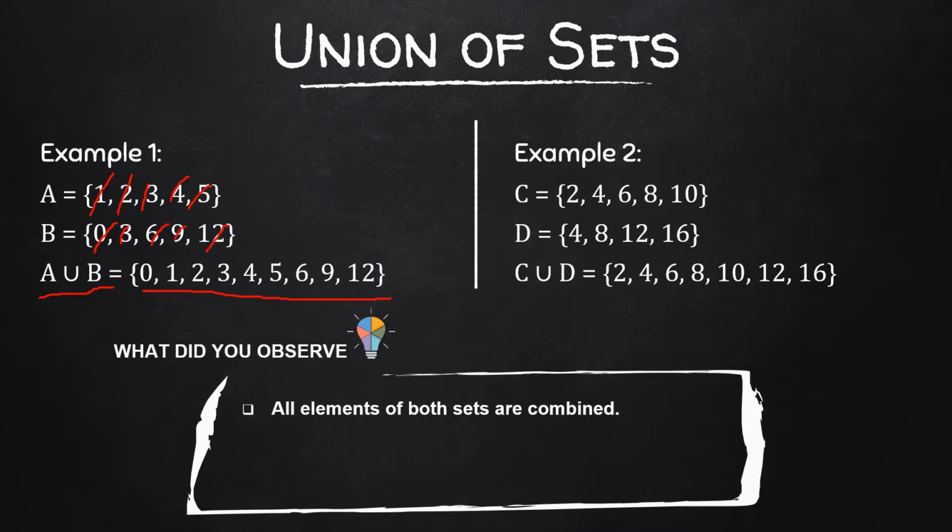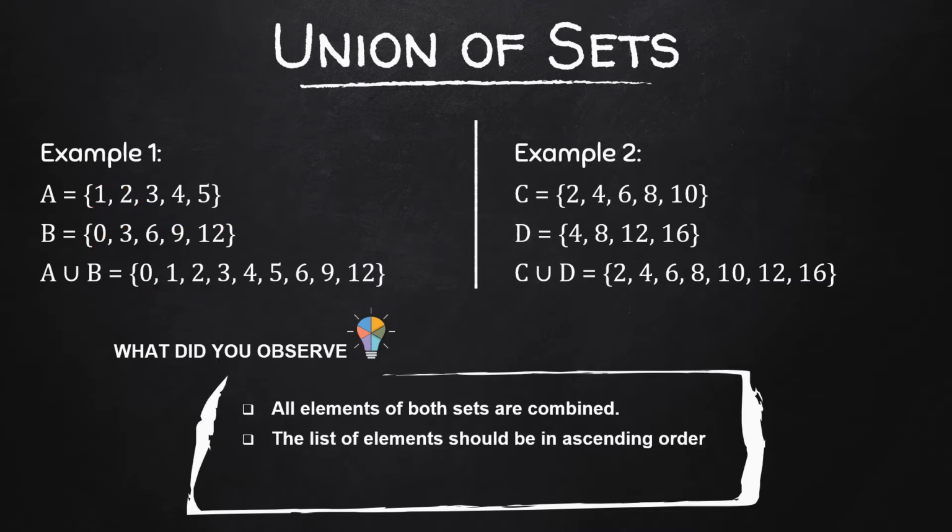Now, in terms of the order in which the elements are arranged, the list is in ascending order, which is from least to greatest. Also, if an element is in both sets, we list it only once. For example, here in number 2, set C and set D have common elements 4 and 8, but we list them only once.